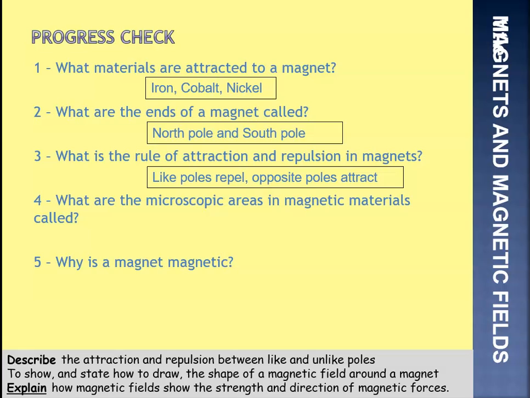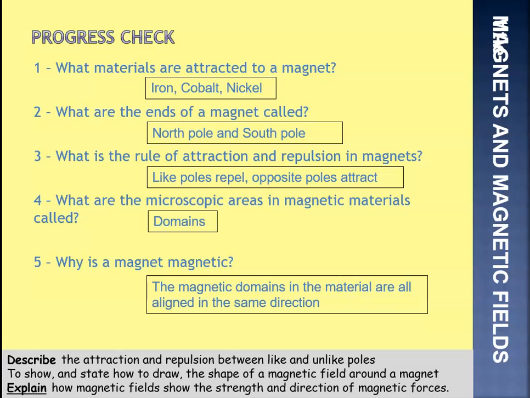What are the microscopic areas in magnetic materials called? They're referred to as domains. And why is a magnet magnetic? It's because the magnetic domains in the material are all aligned in the same direction.